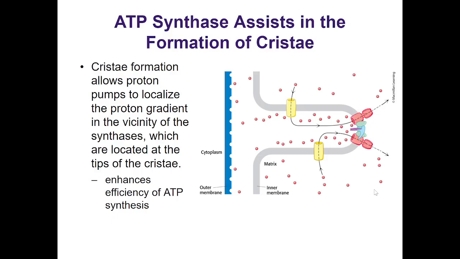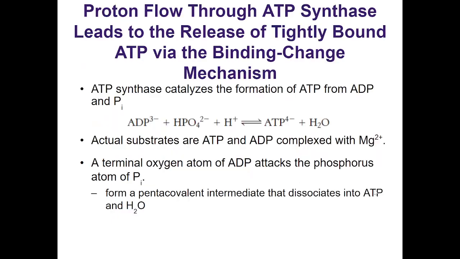Okay, so again, that'll enhance the efficiency of your ATP synthase. The ATP synthase is going to catalyze the formation of your ATP from the ADP and the orthophosphate. And this right here is that overall reaction. By the way, these are with the charges, which you don't normally get to see, which is kind of interesting. Okay. The actual substrates are going to be ATP and ADP. These are going to be complexed, though, with magnesium 2+. And so magnesium 2+ is absolutely vital.